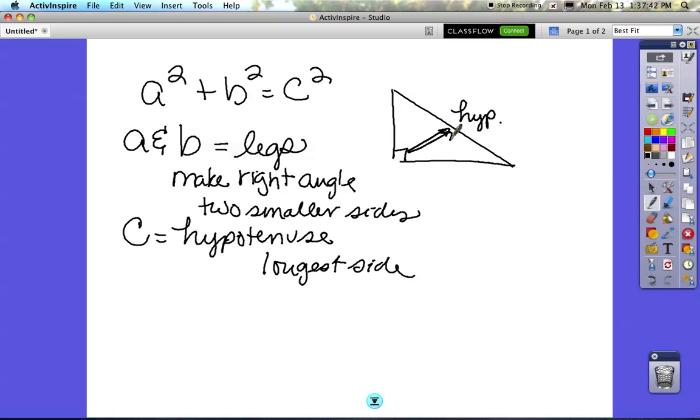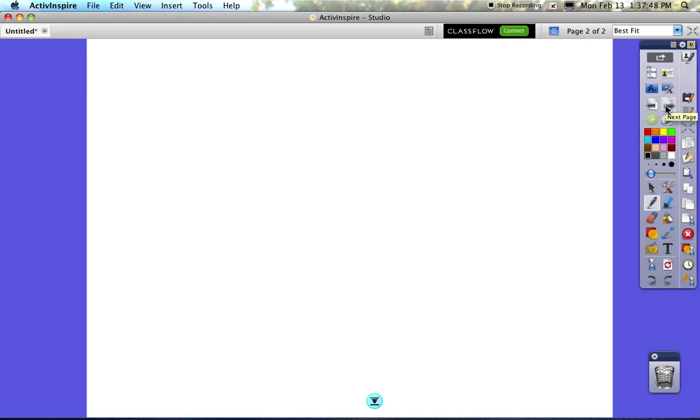Okay, so let's look at number 1 together. Number 1. We're finding which one, the hypotenuse or leg?